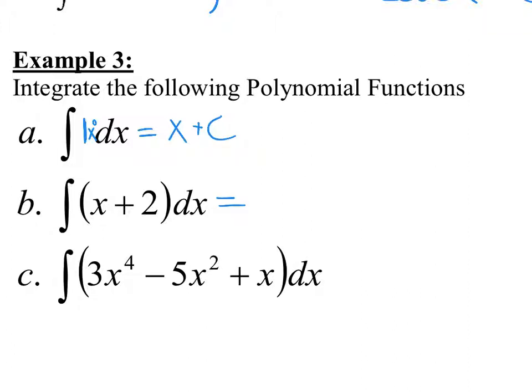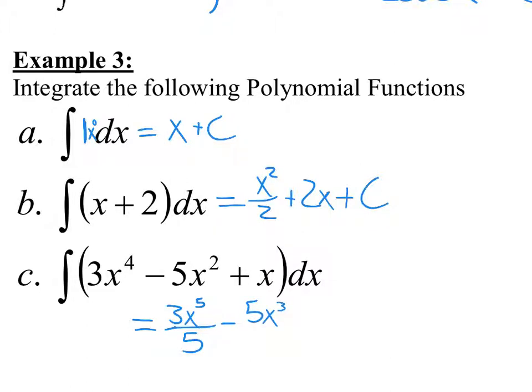How about b? 1/2 x squared plus 2x plus c. Alright? And c. 3x to the 4th minus 5x squared plus x. 3x to the 5th over 5. Good. What is it? X squared over 2. X squared over 2 plus c. Okay? Plus c.